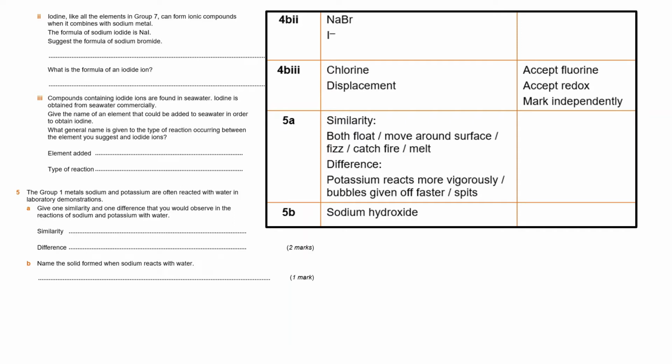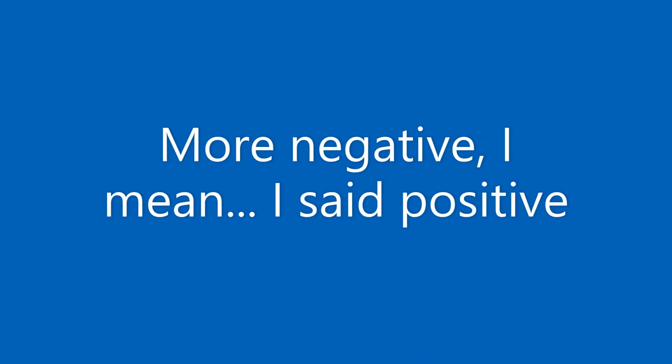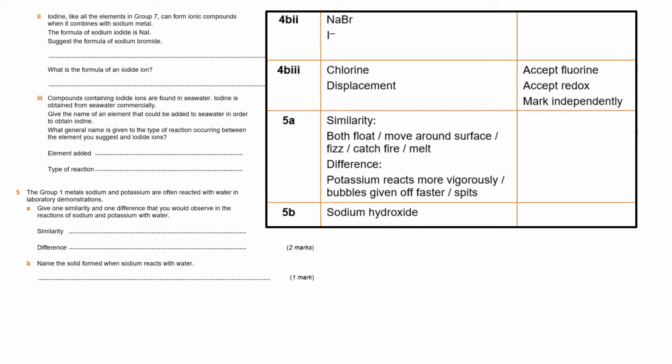Let me just quickly go through NaBr. Remember I said NaBr because sodium is a +1 ion, bromine is a -1 ion, they just combine. The iodide ion is when the iodine gains 1 electron, so it has extra electrons, meaning there's more positive. I mean more negative. I said positive. It should be more negative because there are more electrons. And in this case, there's an extra -1 charge.